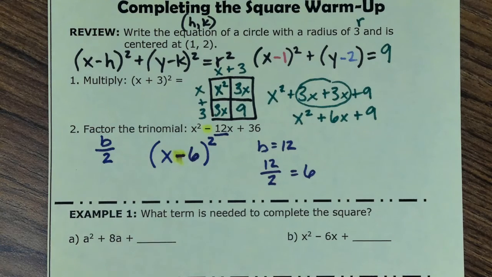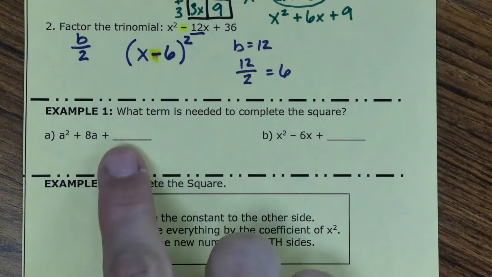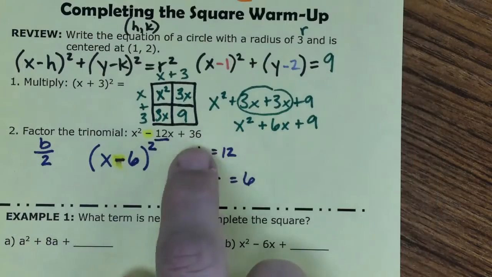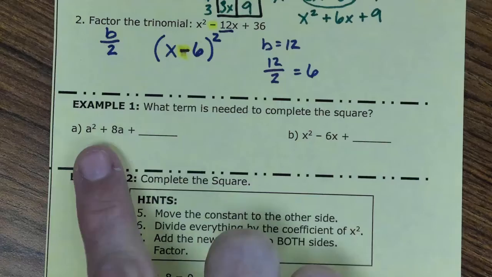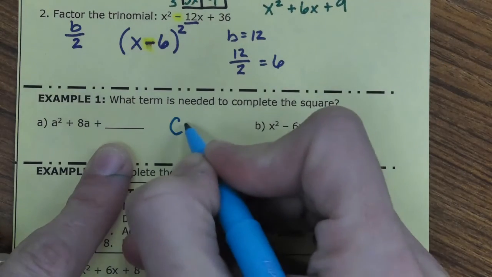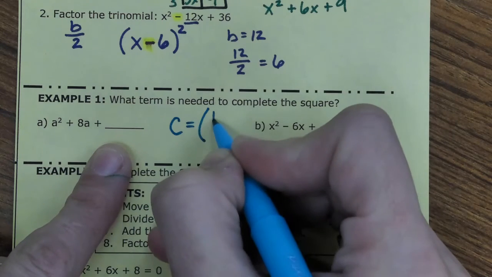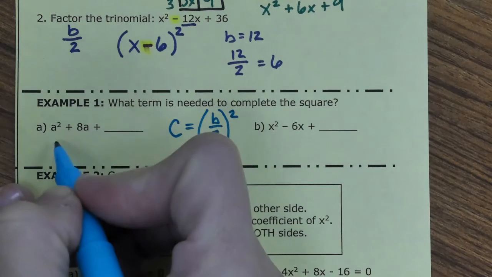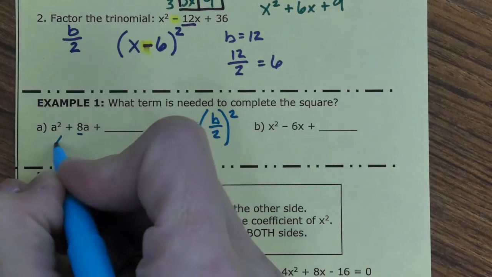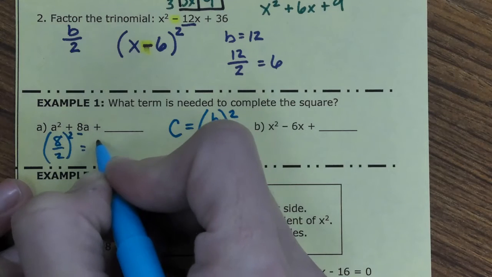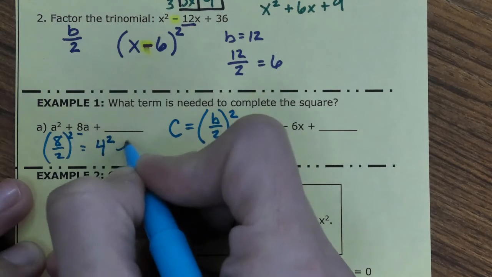Now we're going to look at figuring out what term completes this. We need to figure out basically how they got this 36. We need to remember that c is going to be that last one there, and that's the number we're looking for. The equation to find c is simply b divided by 2 squared. Here we will take b of 8, divide it by 2, and then square it. 8 divided by 2 is 4, and then we square it and get 16.